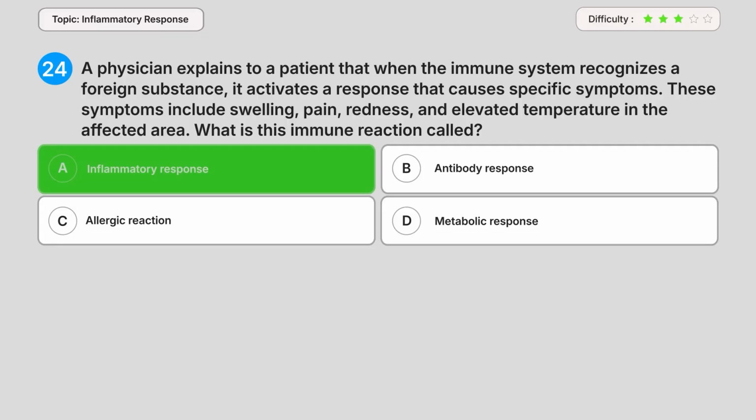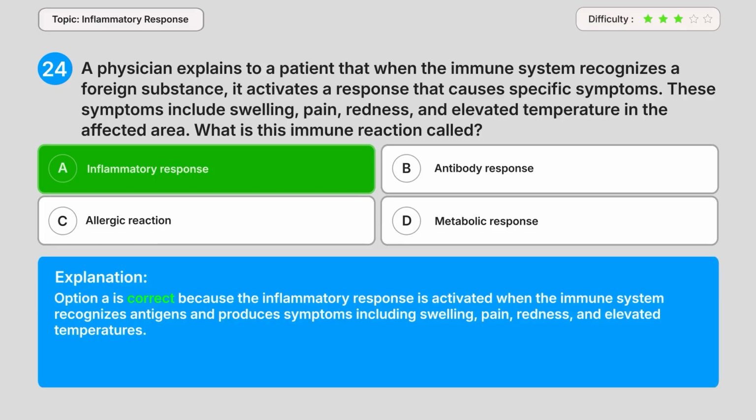Correct answer, A. Inflammatory response. Explanation: option A is correct because the inflammatory response is activated when the immune system recognizes antigens and produces symptoms including swelling, pain, redness, and elevated temperatures.